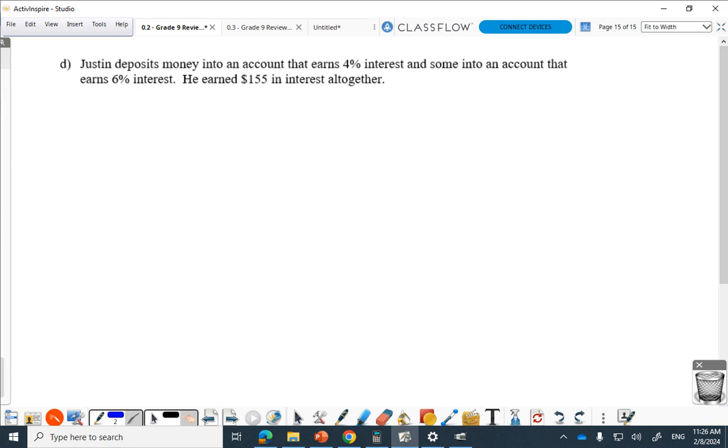Now this is hard. Just put this in there to just poke you in the eye and go, what do you know? Justin deposits money into an account that earns 4% interest and someone into an account that earns 6% interest. Account 1. Account 2. Oh, this is hard.